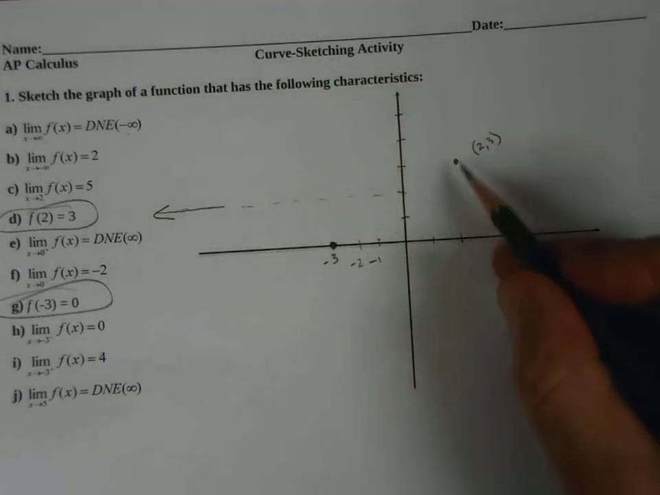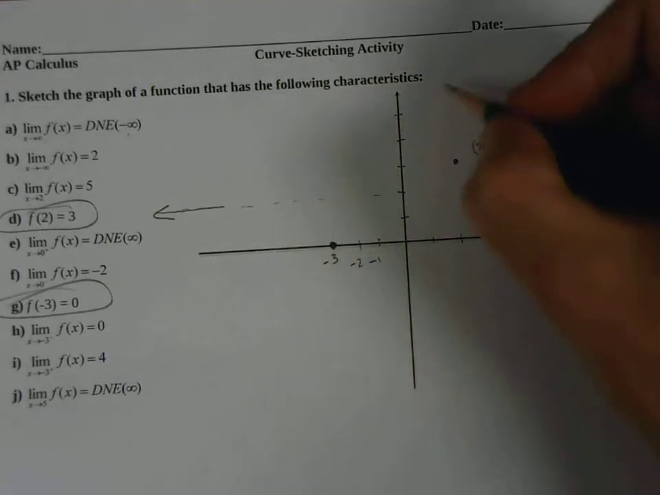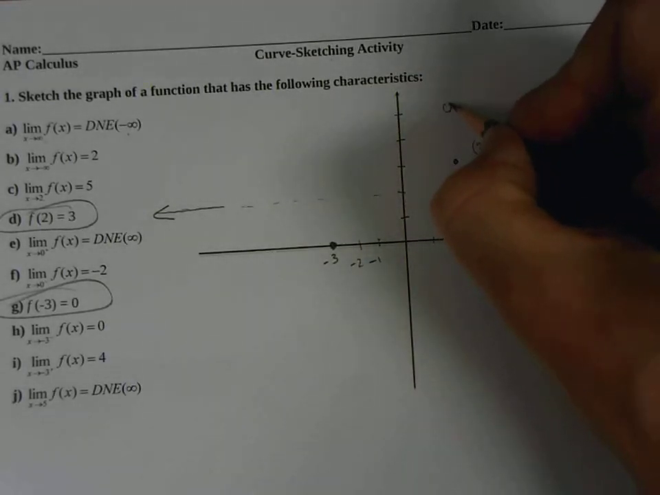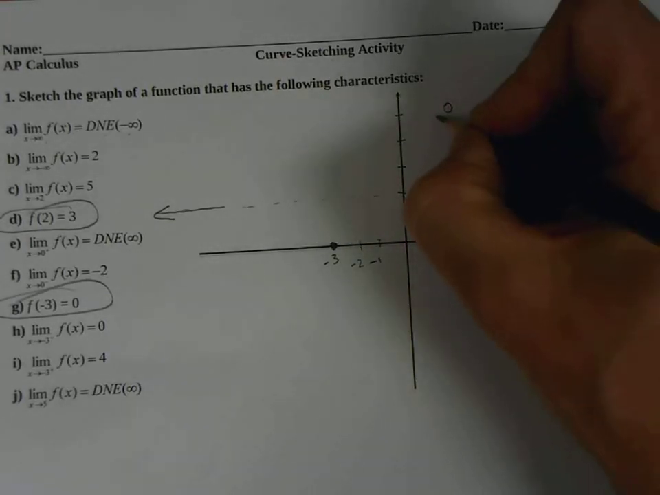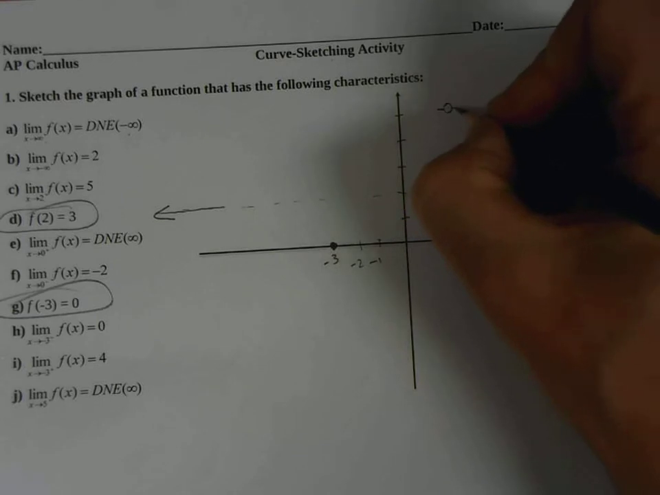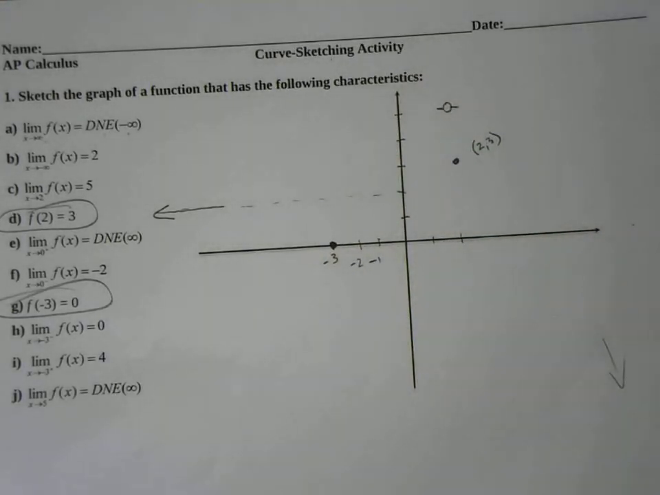The limit as x approaches 2 from both sides of f is 5. But I already have this 2, 3, so that means f must have a hole at 2. And I don't know whether f goes down or up from that hole, that removable discontinuity. So I'll just leave a couple of tails.